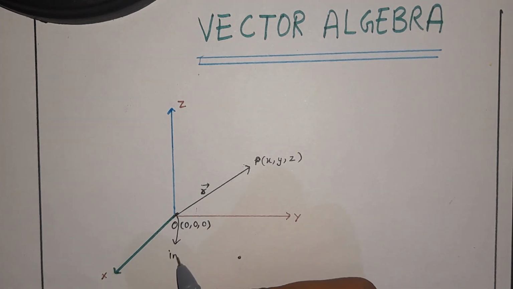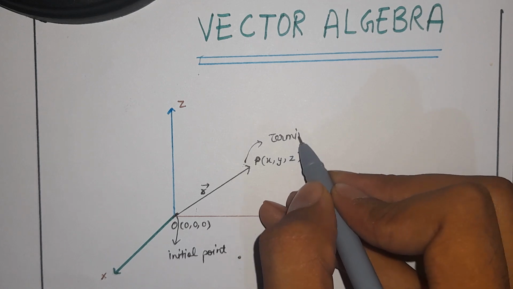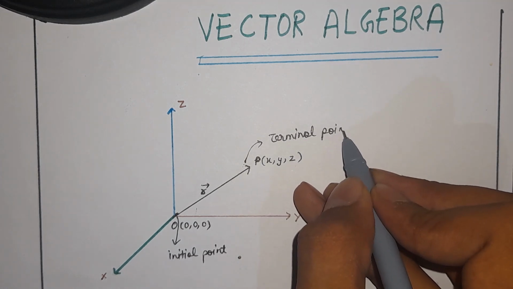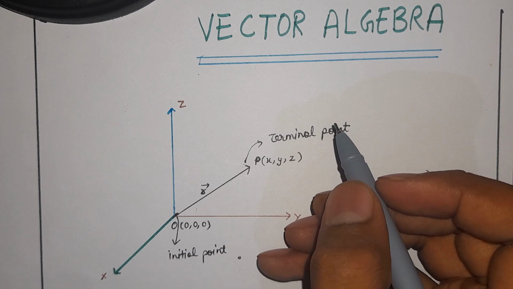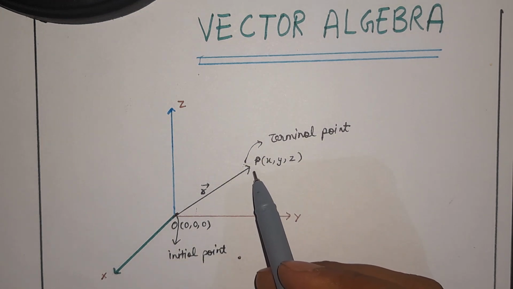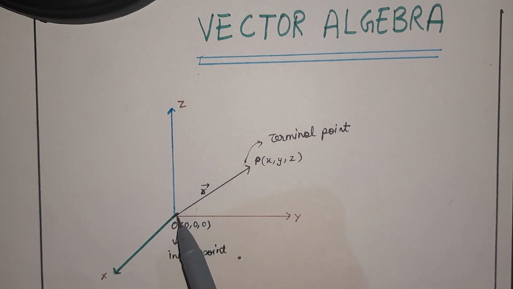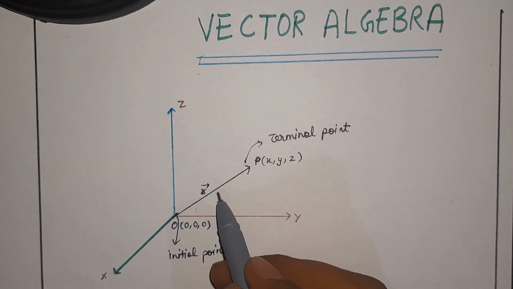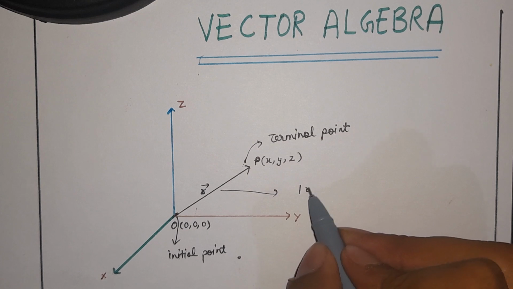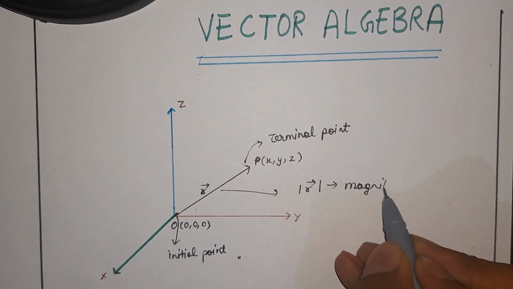So this is the initial point, and where it ends is the terminal point. The point O from where the vector OP starts is called its initial point, and the point P where it ends is called its terminal point. And the distance between initial and terminal points of a vector is called its magnitude. So this is called magnitude, that is mod r. It is the magnitude of vector OP.